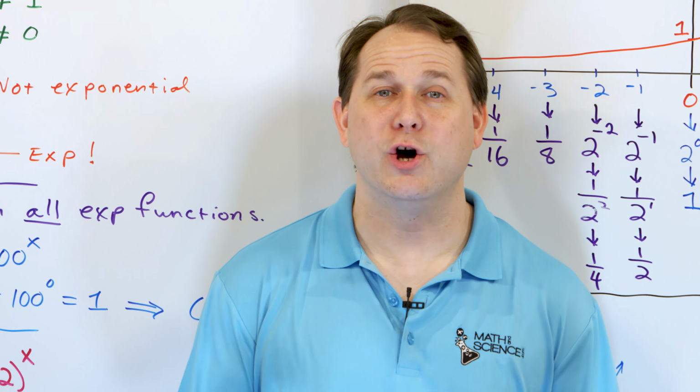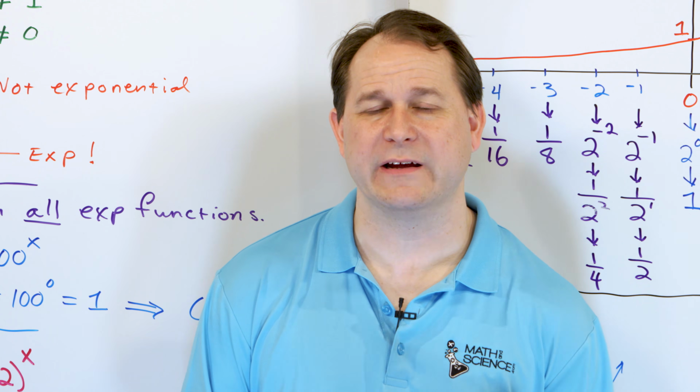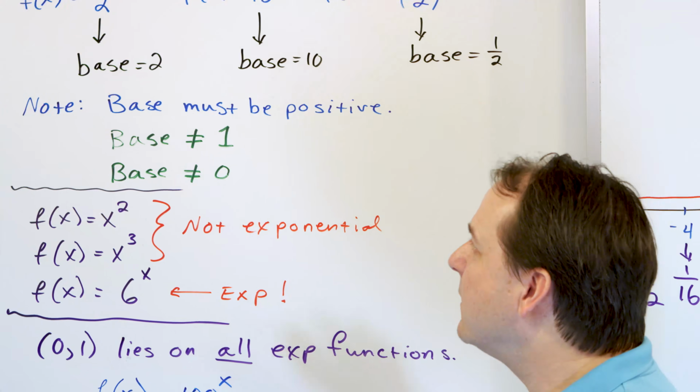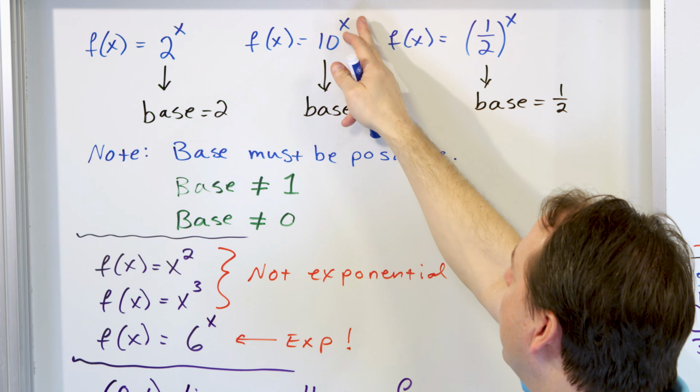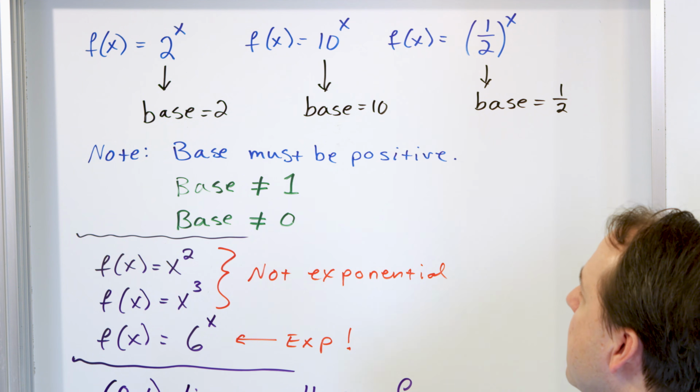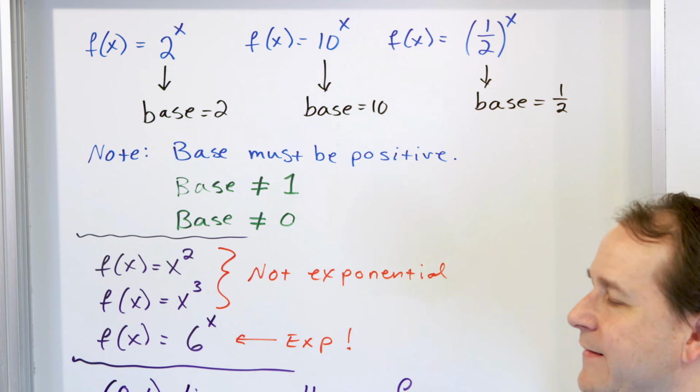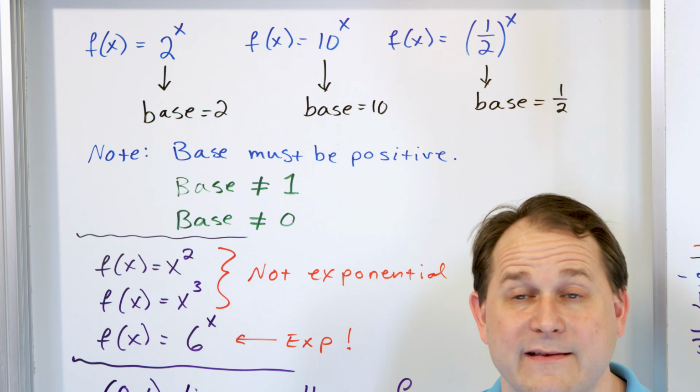All right, welcome back. I hope you understand now what an exponential function is and why it is so important. The bottom line is an exponential function is when we have a number raised to a power, raised to an x variable like this. The number on the bottom is what we call the base. The shape of the exponential curve depends on the base.